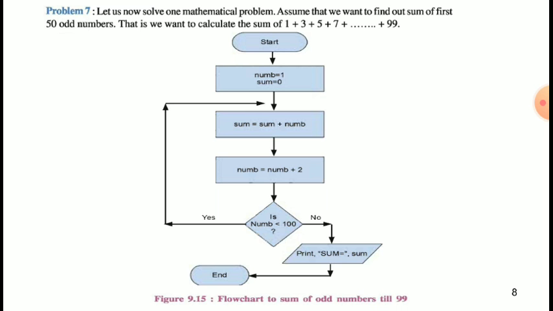Assign value 1 to variable number and value 0 to variable sum. Second, add the value of number into variable sum. Third, add 2 to the value of number. And number 4, if number is less than 100, then go to step number 2, otherwise print the value of sum. So that is a flowchart for the sum of odd numbers till 99.